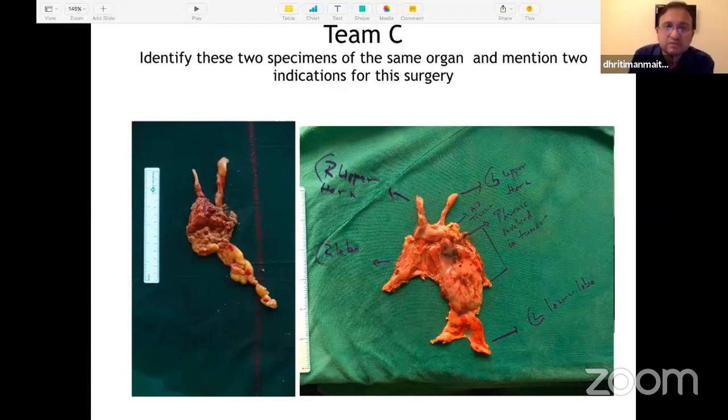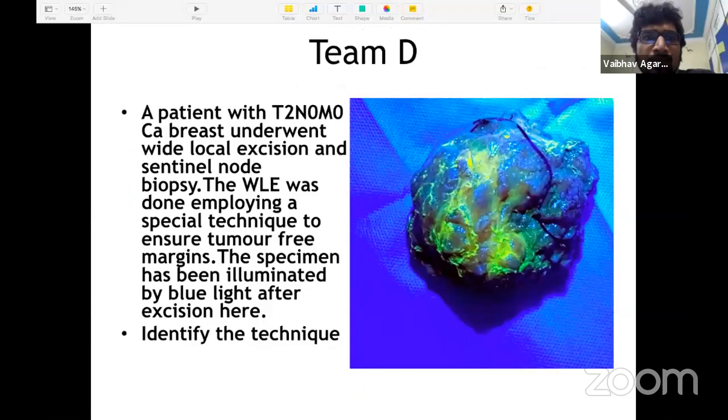So team D. A patient with T2N0M0 CA breast underwent wide local excision and sentinel node biopsy. The wide local excision was done employing a special technique to ensure tumor-free margins. The specimen has been illuminated by blue light and sometimes it is done by a special spectrometer. After the excision, identify this technique from the appearance of the specimen under blue light. Sir, is this centiMAP procedure where we use iron compounds?